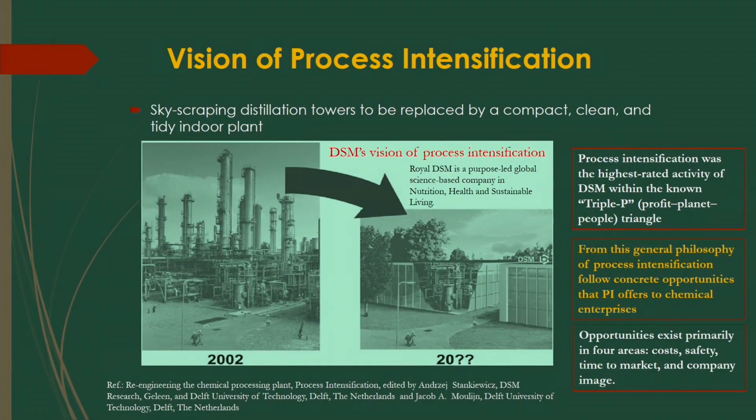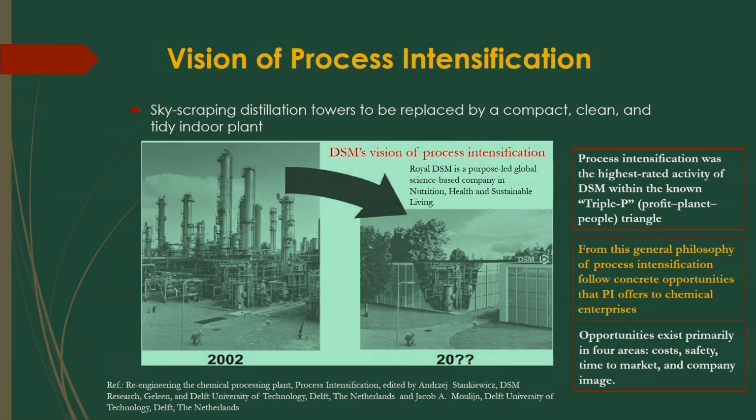And from this general vision or philosophy, you can say, of the process intensification, follow the concrete opportunities that process intensification offers to chemical entrepreneurs. And also you will see that opportunities exist primarily in 4 areas like cost, safety, time to market, even the company image. So these are the main visions of these processes that are given by this DSM company.